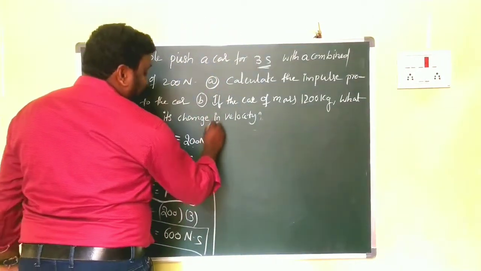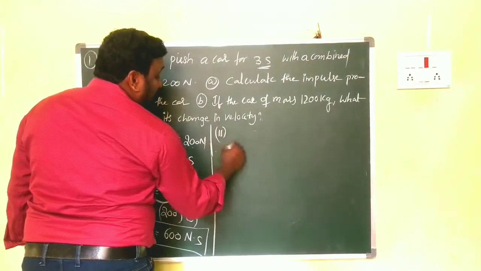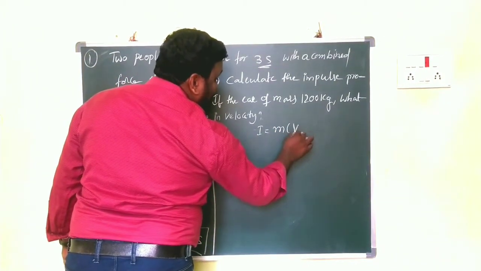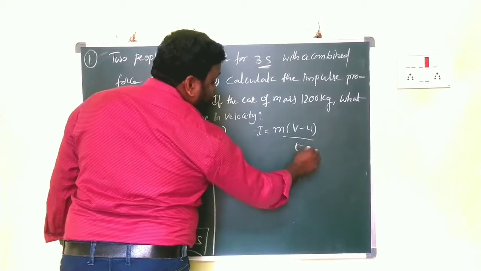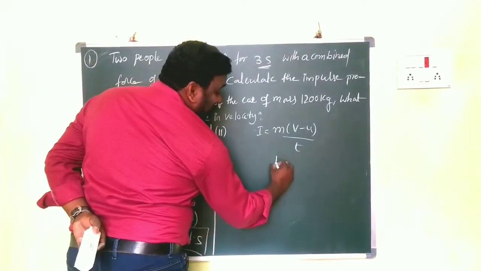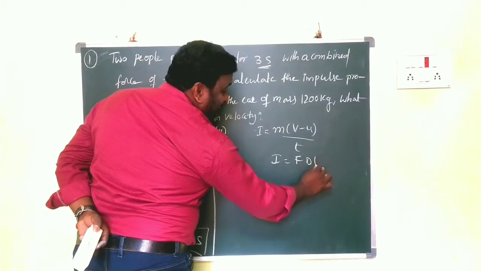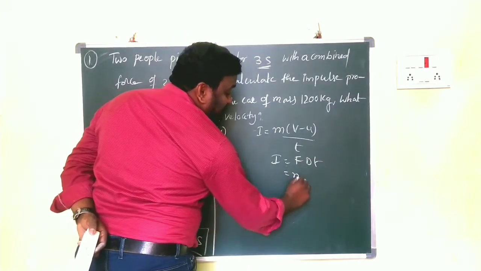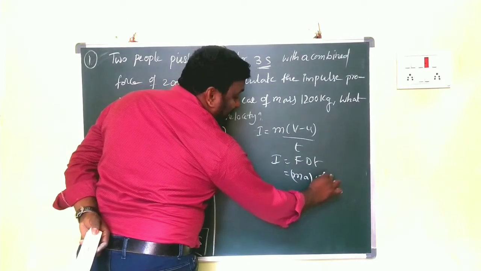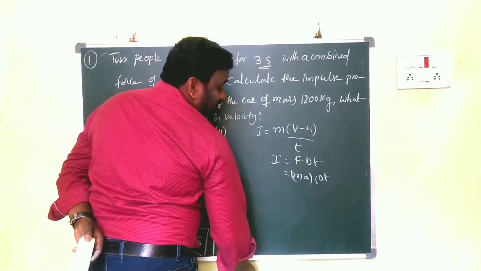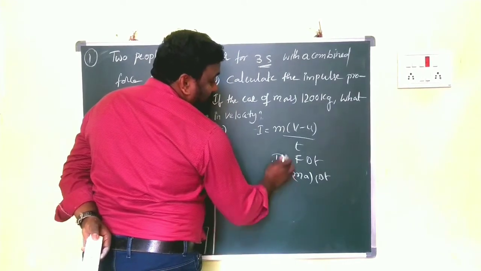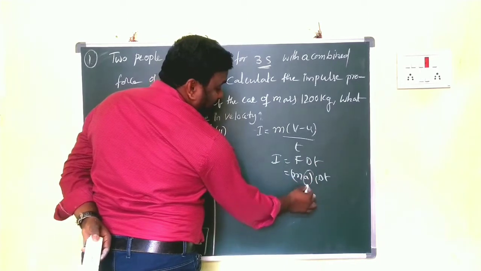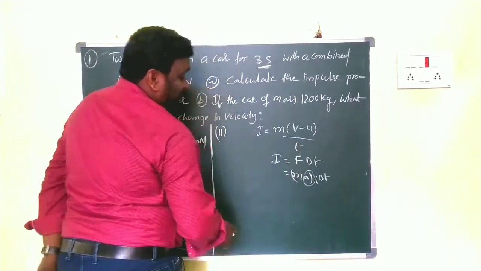So here, the second one. Already we know the formula: I is equal to m into (v minus u) by t. Already we know that I is equal to F into delta t. In the previous video I explained that F into delta t is impulse. F means m a, into delta t. Clear? So then what do you write? I is equal to m into (v minus u) by t. Here, a means change in velocity per time.